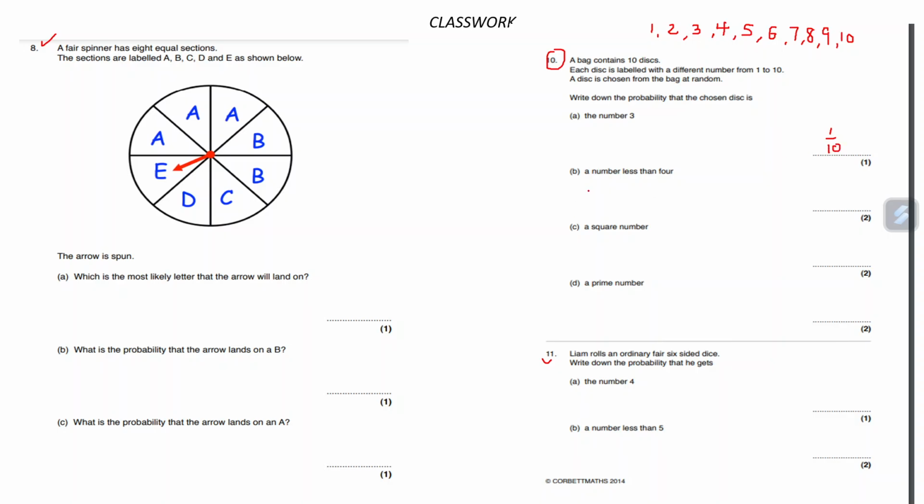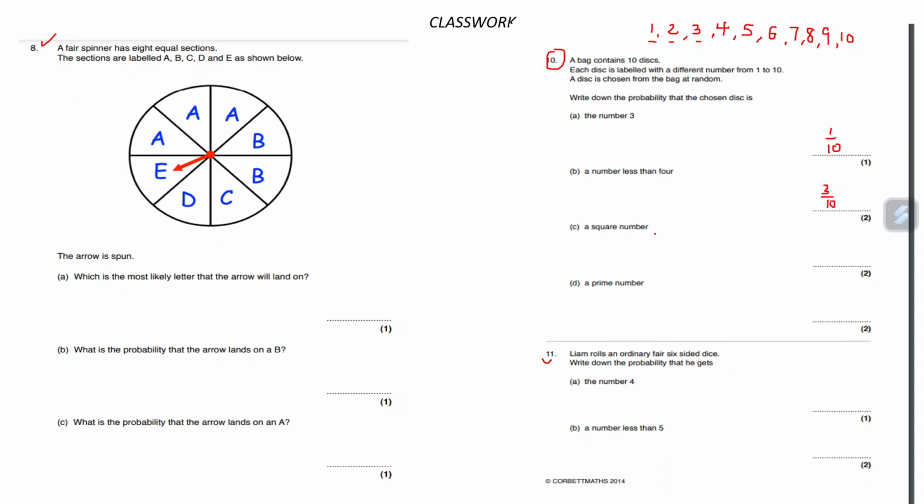Good. The next one is a number less than 4. So we'll choose all the numbers that are less than 4. This is 1, 2, 3. That's 3 out of 10.